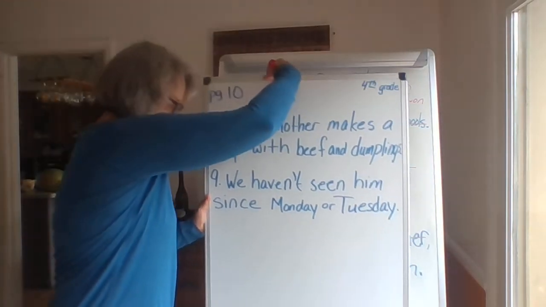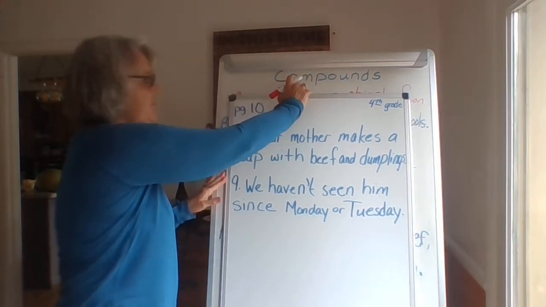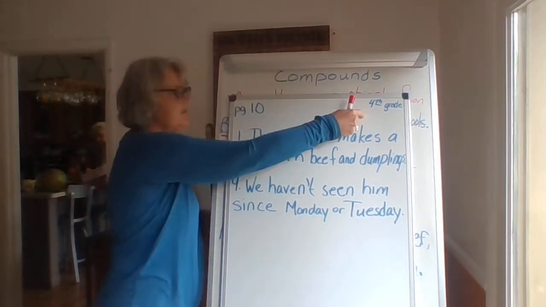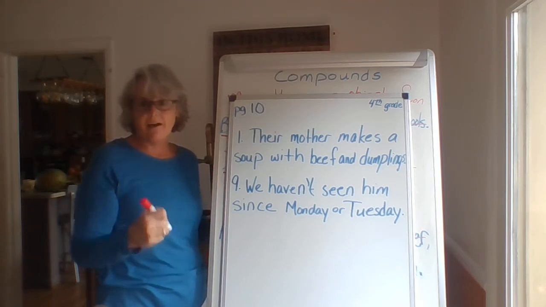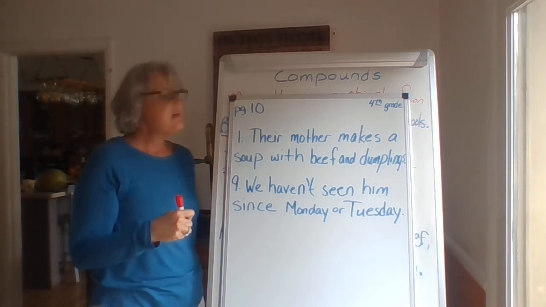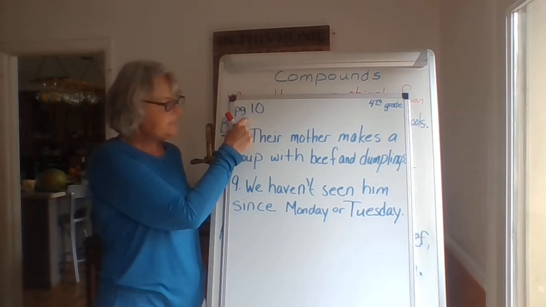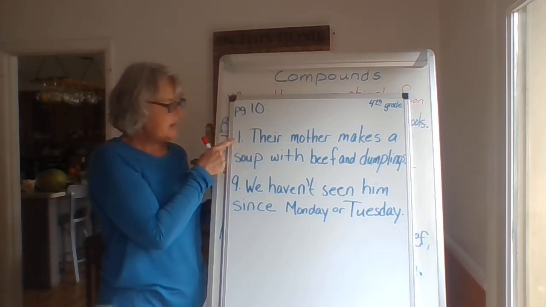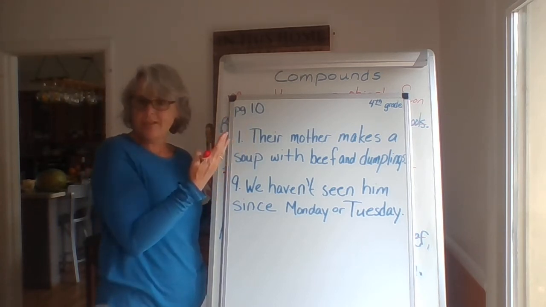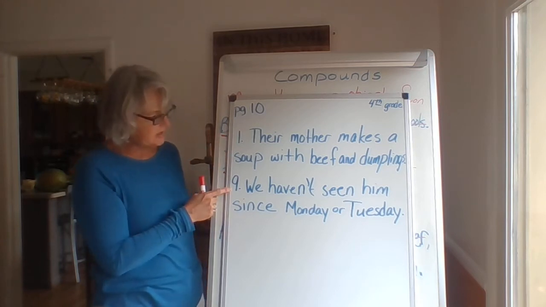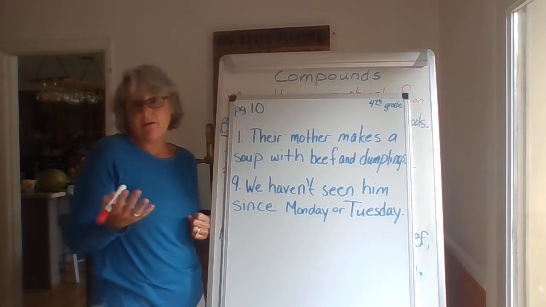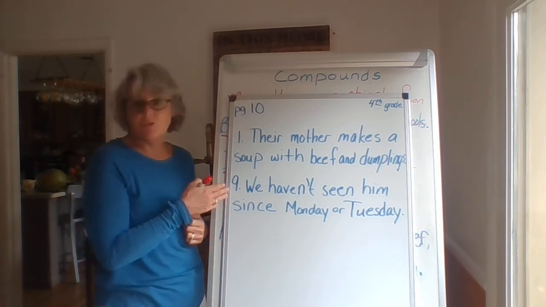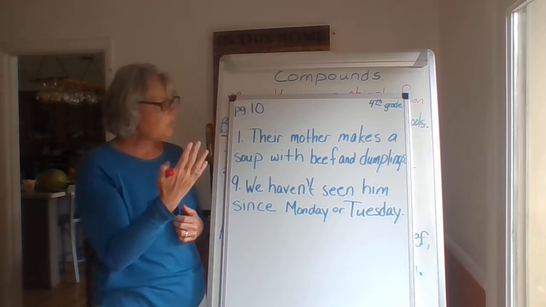All right, so here's our workbook page 10. So my fourth graders, we're still working on compounds, and this is compound objects of the preposition. So we're on page 10, and let's do sentence number 1 together to get you started. And then I want to do sentence number 9 to remind you of something else that's not about compound objects of the preposition, but something that I just want you to remember. So let's look at number 1.